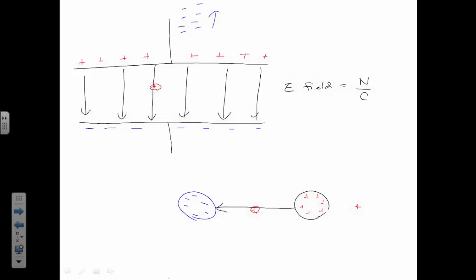So over this side, it's going to repel. How about over on the far side of this object? What's it going to look like? If I put my test charge over here, it's going to go to the right.